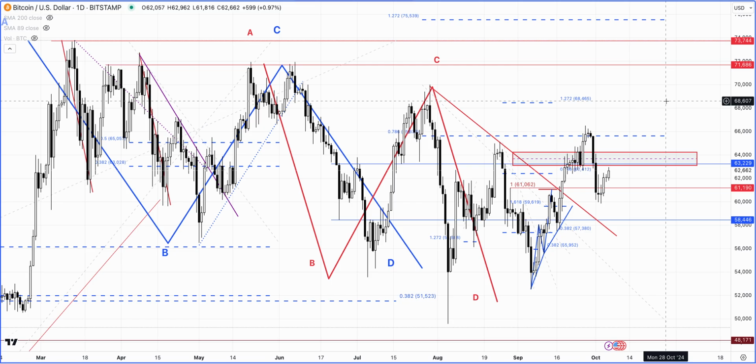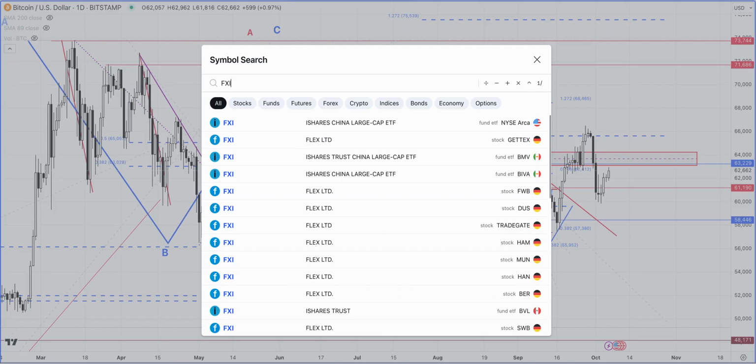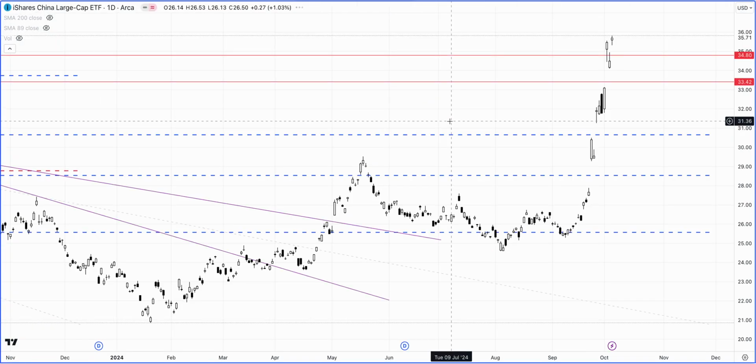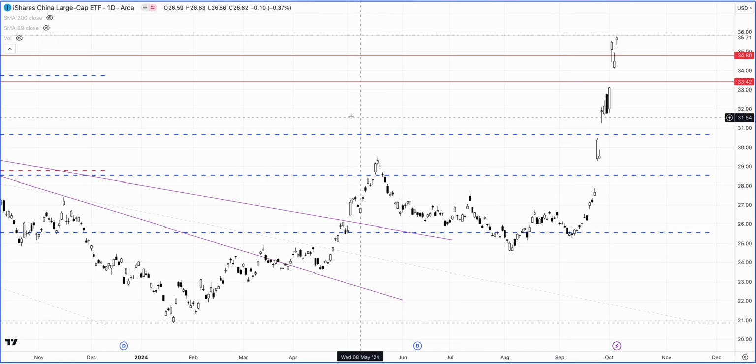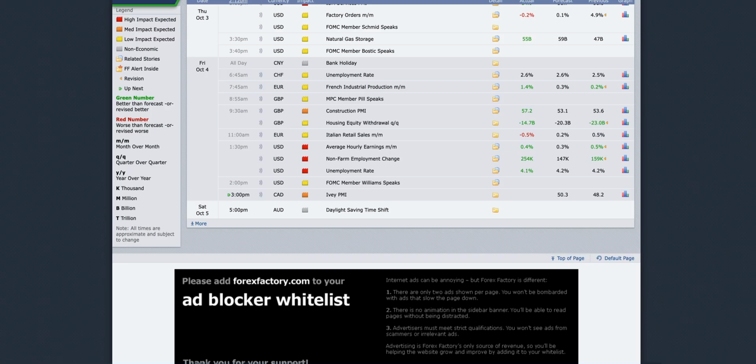Now, let's take a look at the Chinese market. So we'll start by taking a look at FXI. Before we do that, actually, some really interesting point to raise is that last Friday we had the non-farm payroll data come out, and we also had the unemployment rate come out. Now with the non-farm, it was a stronger than expected figure. You can see that 254,000 jobs creation.